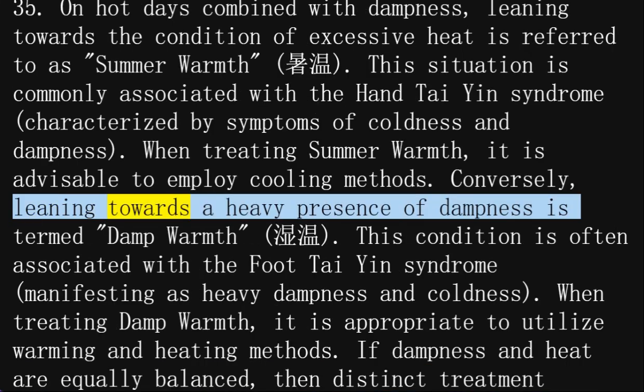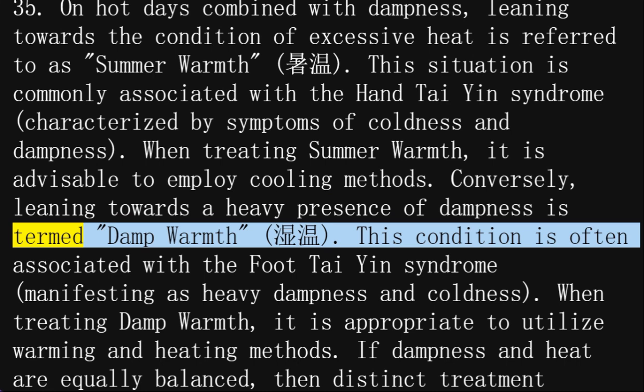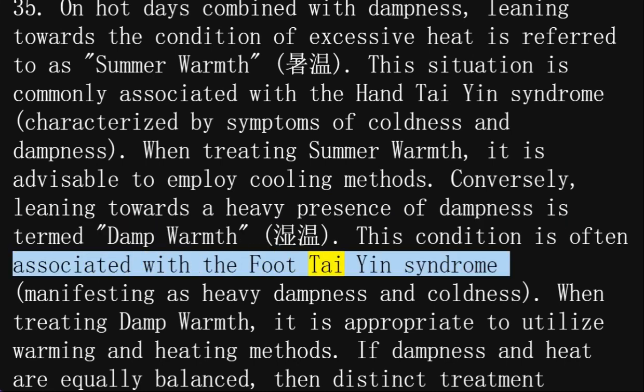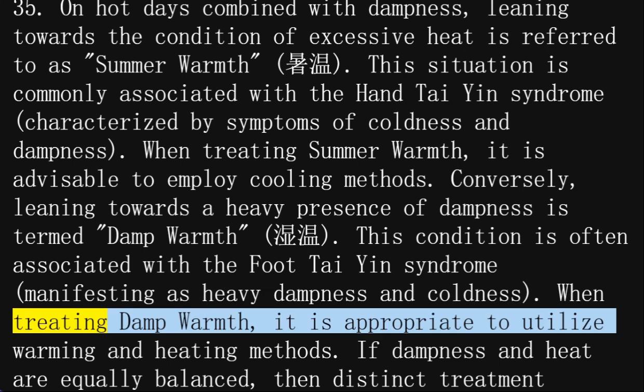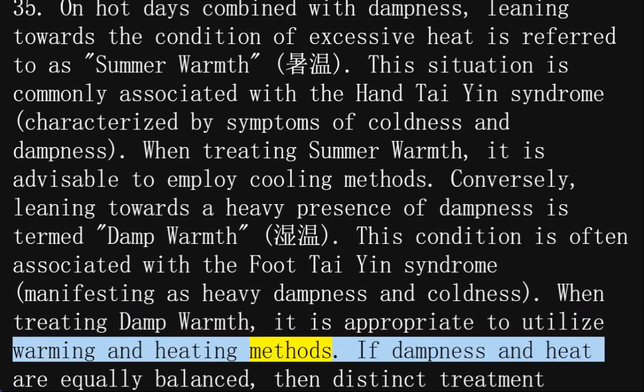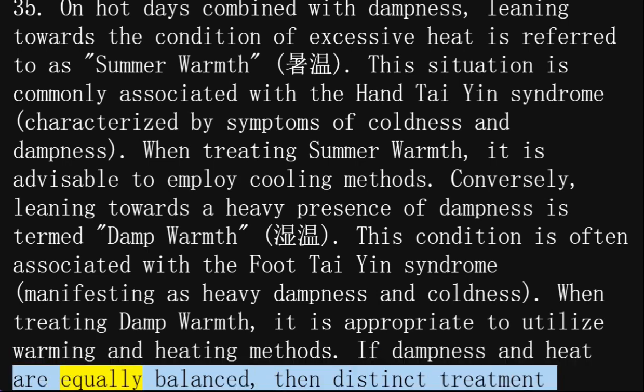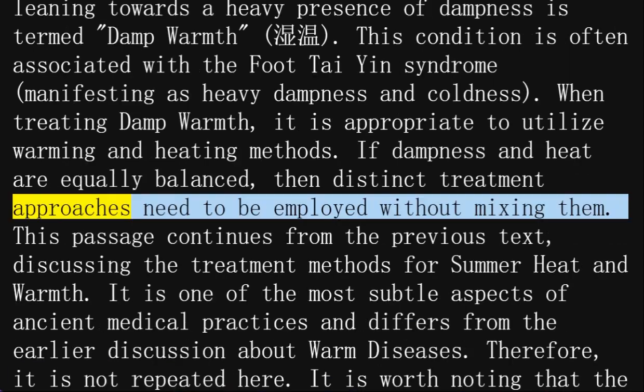Conversely, leaning towards a heavy presence of dampness is termed damp warmth. This condition is often associated with the Fu-Tai-Yin syndrome, manifesting as heavy dampness and coldness. When treating damp warmth, it is appropriate to utilize warming and heating methods. If dampness and heat are equally balanced, then distinct treatment approaches need to be employed without mixing them.